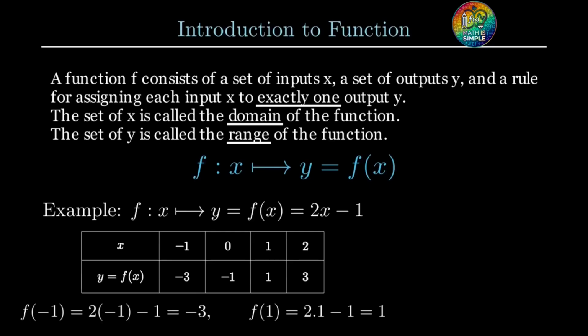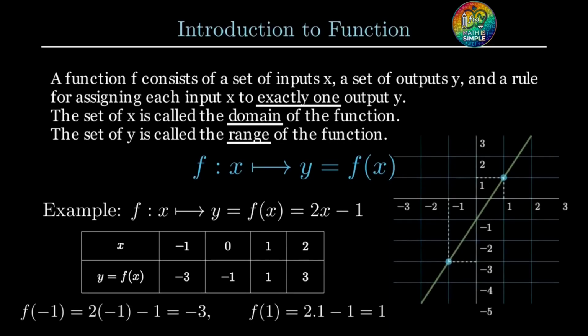And finally, we can visualize these input-output pairs as coordinates on the graph to the right. Each pair becomes a point, like the blue dots at negative 1, negative 3, and 1, 1. When we connect all these dots together, they form a solid green line representing the entire function.